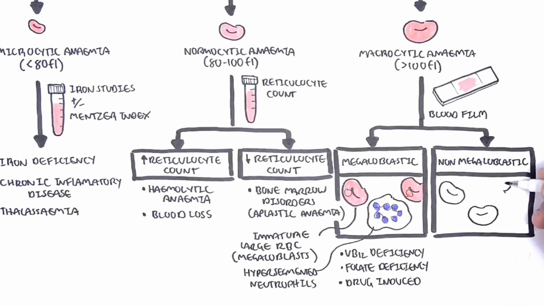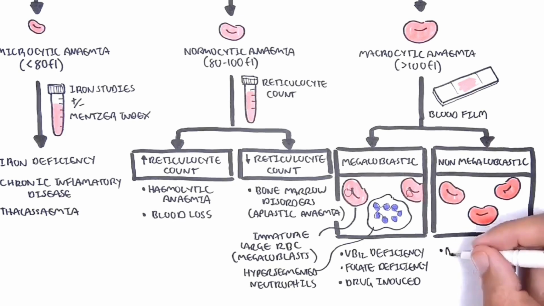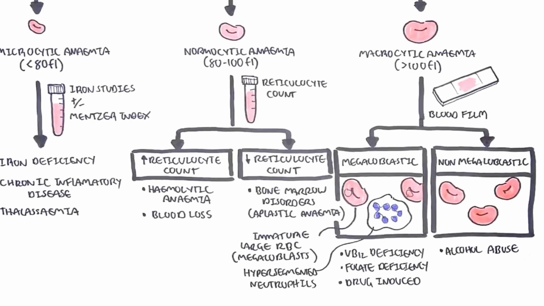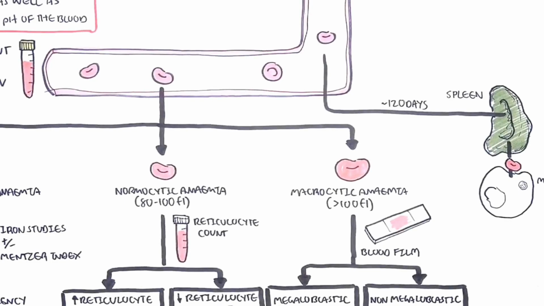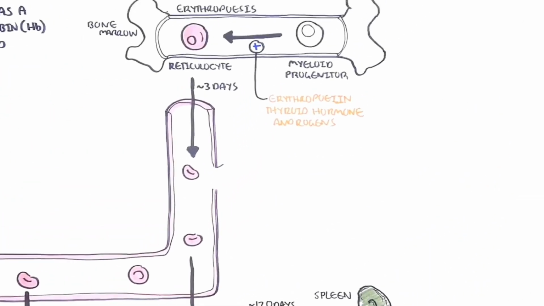If the blood film only shows large, mature red blood cells, this is non-megaloblastic and can signify alcohol abuse, hypothyroidism, and pregnancy as potential causes of the anemia. Anemia can be categorized based on the size using the mean corpuscular volume, as we have talked about. Another way to categorize anemia is by the mechanism of anemia.